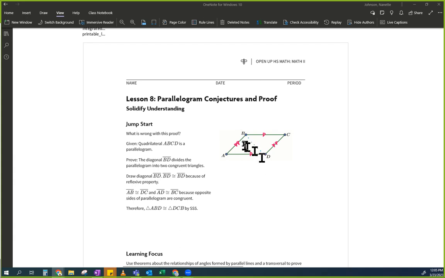We did that. BD is congruent to BD because of the reflexive property. Is that true? Do you guys remember the reflexive property? Yeah, the reflexive property is supposed to make you think of the mirror. When you look in the mirror, right, I see my reflection. I see a version of myself, right? Okay, then it says AB is congruent to DC, and AD is congruent to BC because opposite sides of a parallelogram are congruent. Okay, everybody okay with that?